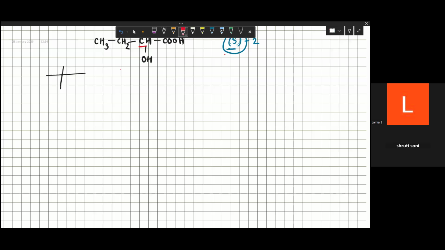We need to now represent this chiral carbon as a center, okay? And all the four groups. The first group is this one, CH3, CH2. Let's suppose I'm putting this CH3, CH2 here. Then H and COOH, H and COOH, and the last group is OH. Okay, now you give numberings to them.